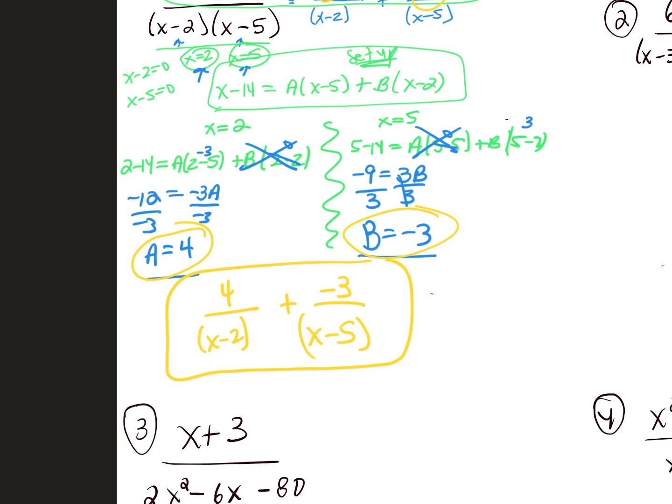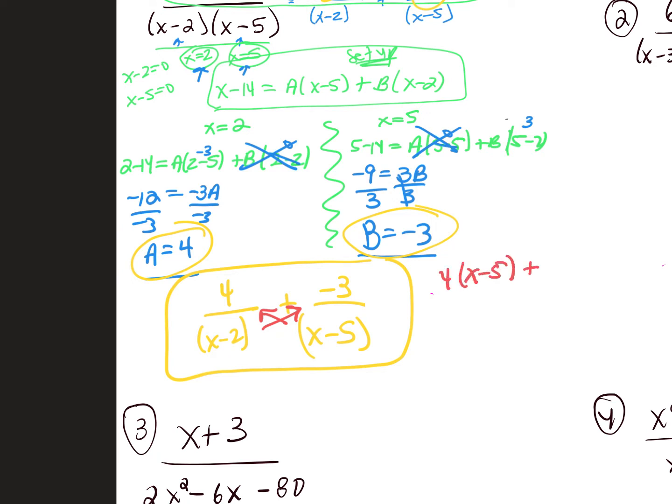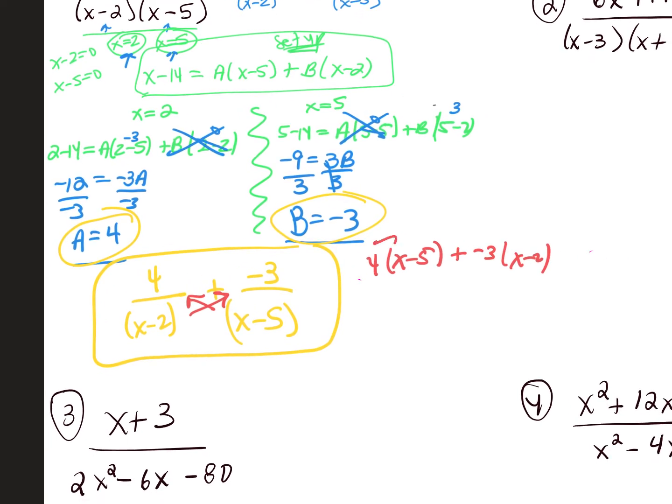Now, if you wanted to check your answer, you can cross multiply. So watch what I do here. I say 4 times x minus 5 plus negative 3 times x minus 2. And you're thinking, well, what does that do? Well, let's watch. 4 times x is 4x. 4 times negative 5 is negative 20. Plus negative 3 times x is negative 3x. Negative 3 times negative 2 is plus 6.